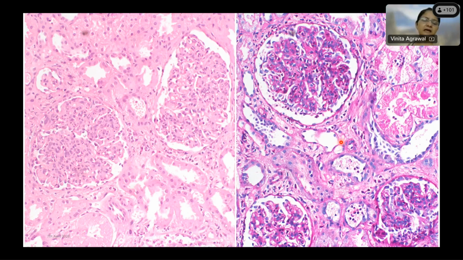But sometimes when they are only few, it is always easier to see them on an HE stain. So that is one point which you always need to remember. So I agree with whatever you have said, Ruby. Now we move on to the legs.